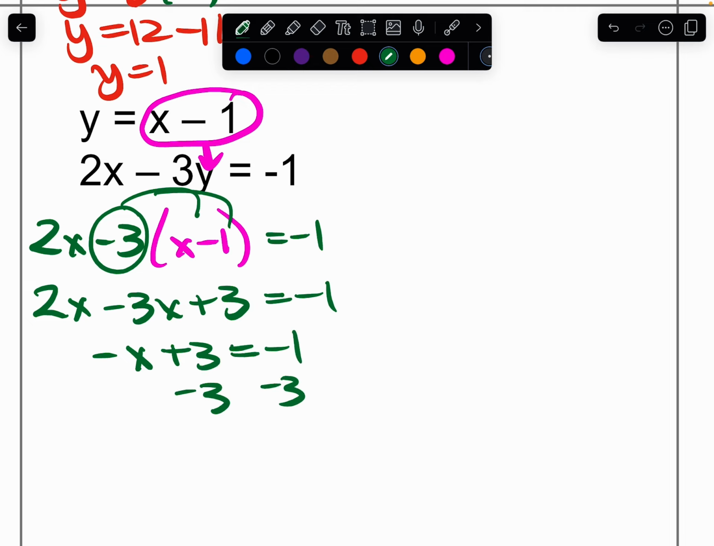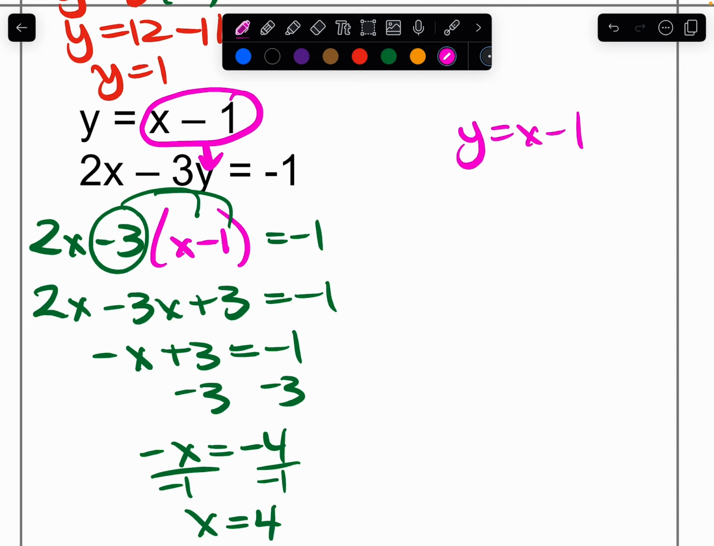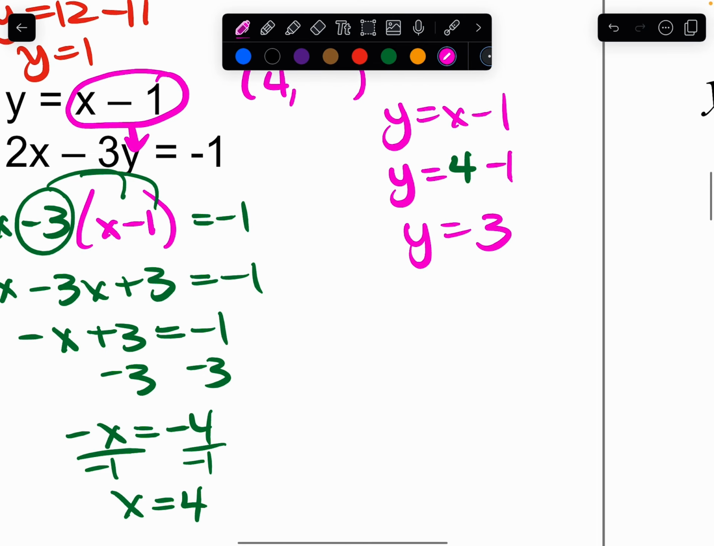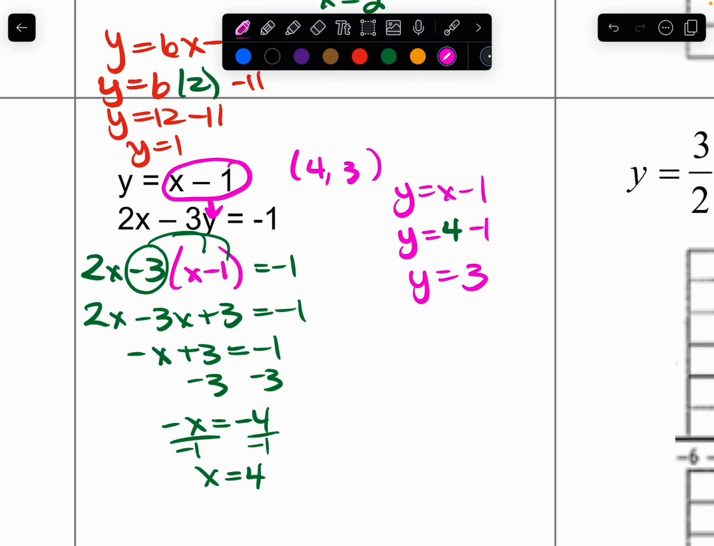Subtract 3 from both sides and get negative x equals negative 4. Divide by negative 1 and get x equals 4. Then I'm going to plug it into the original equation, and I'm going to replace, I forgot to write this, sorry. The x value is 4. So y equals, I'm going to replace the x with 4. And 4 minus 1 is 3. So it's the point (4, 3).